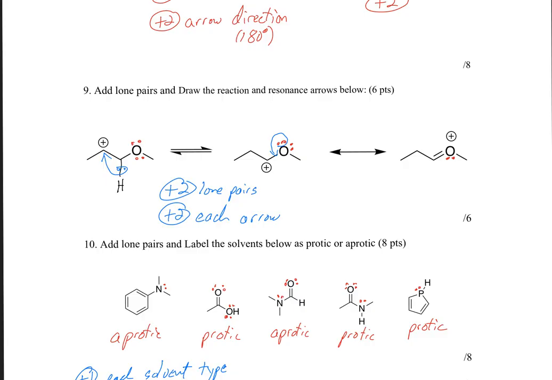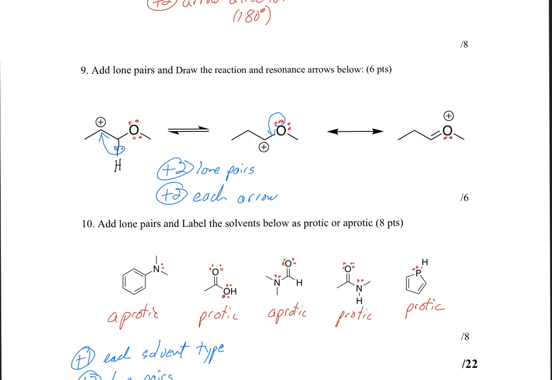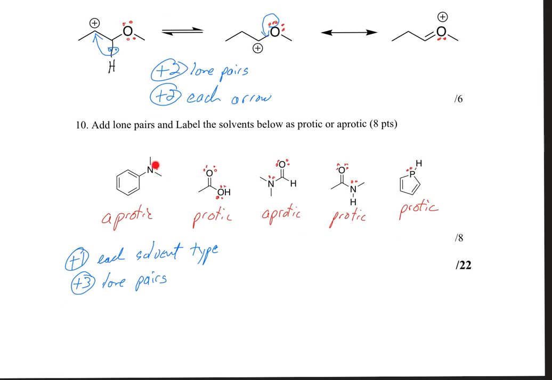All right, solvent types, just making sure you remember what OH, NH, SH, and PH are. Just don't get confused. There's no NHs. And I said add lone pairs. Make sure you read the instructions. People forget the lone pairs if I ask it this way.